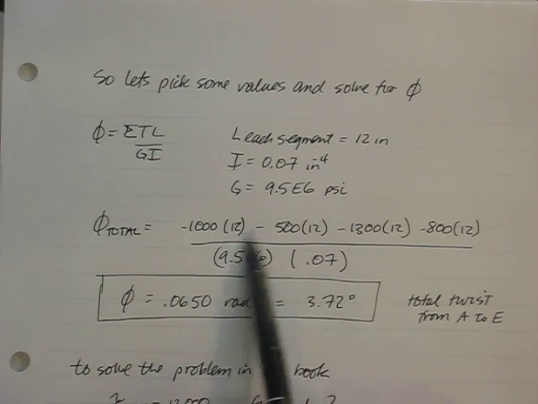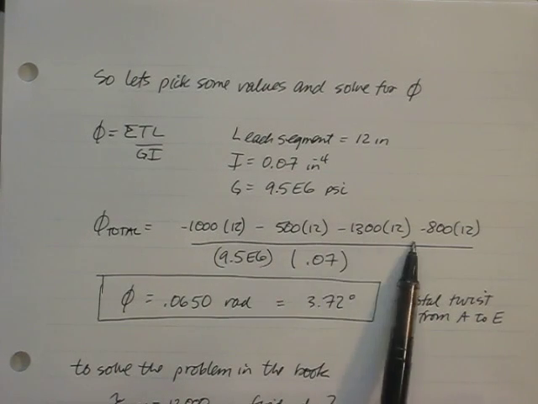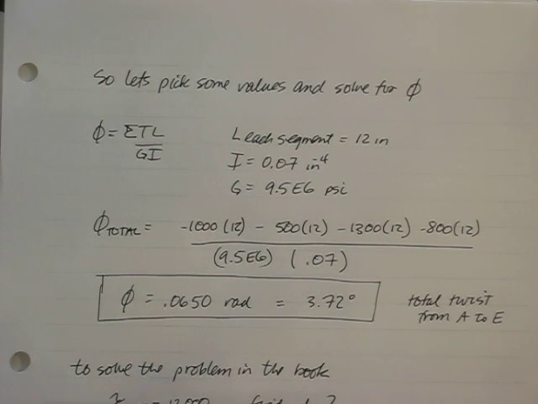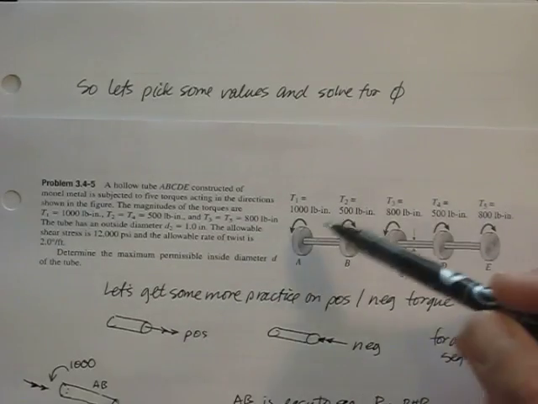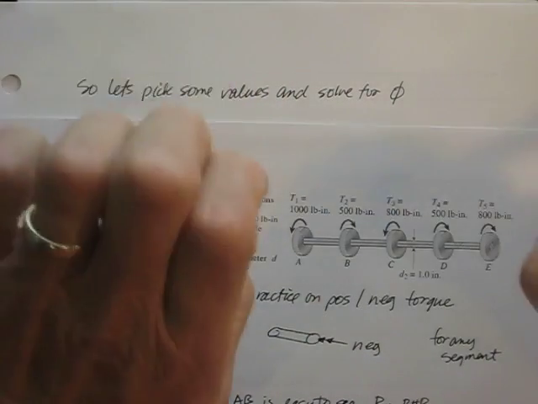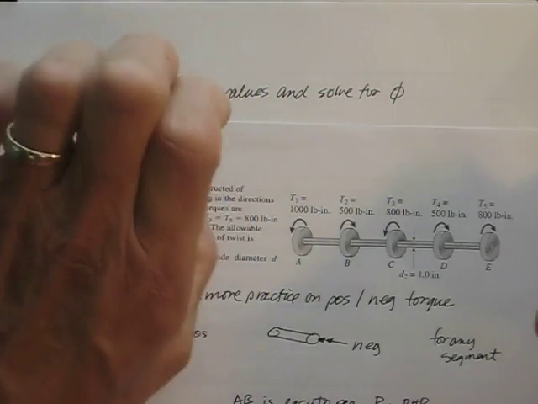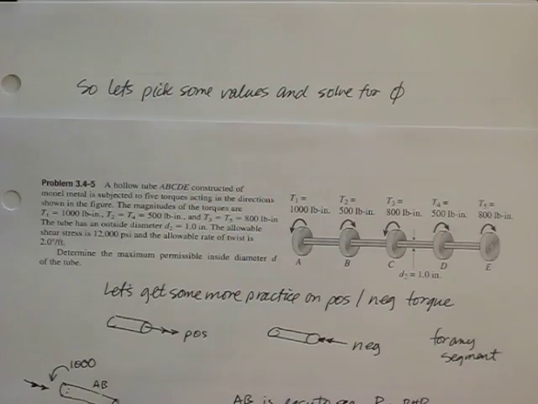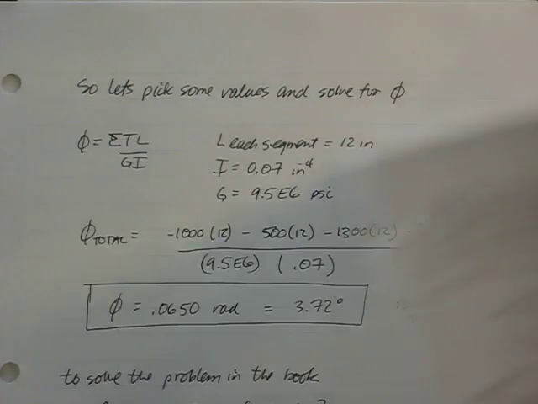So minus 1,000 times 12, minus 500 times 12, minus 1,300 times 12, and we get 0.65 radians or 3.72 degrees. That would be the total twist from the beginning to the end. Now, we don't really have a fixed reference point, so all I'm saying is one end may be going this way, but the total twist will be 3.72 degrees from beginning to end. Does that make sense? I hope.